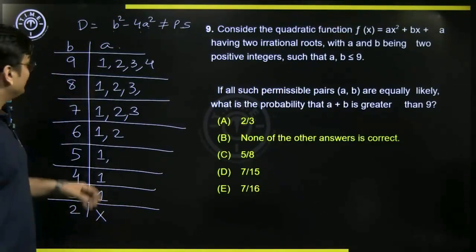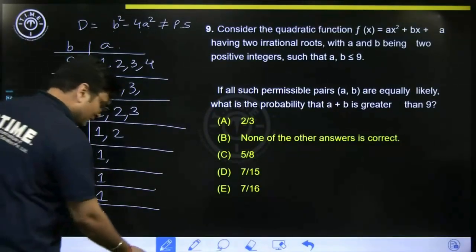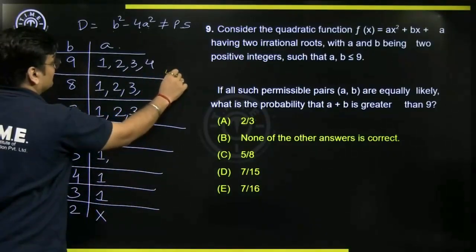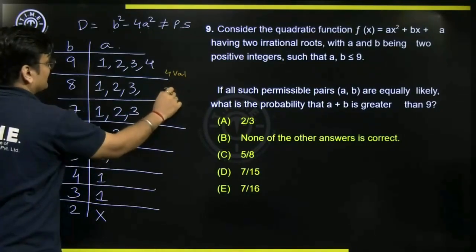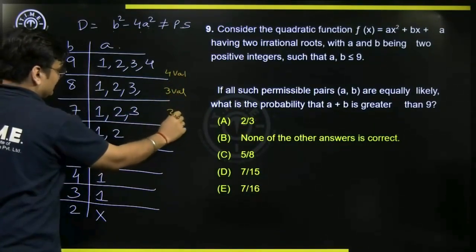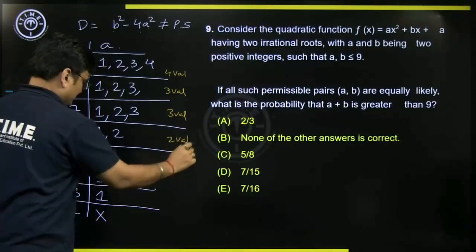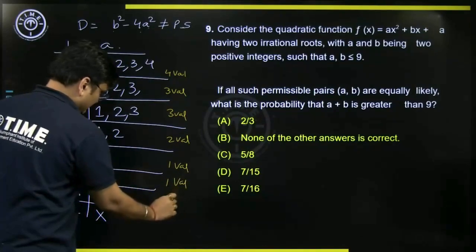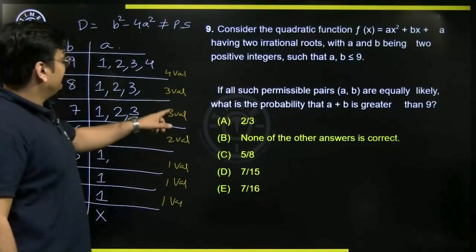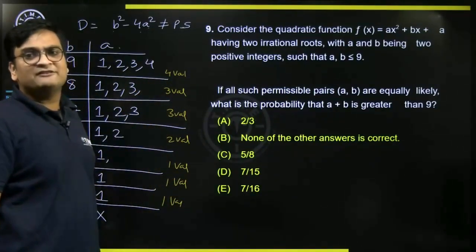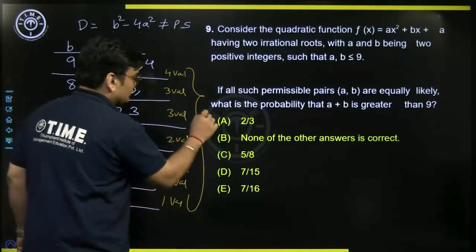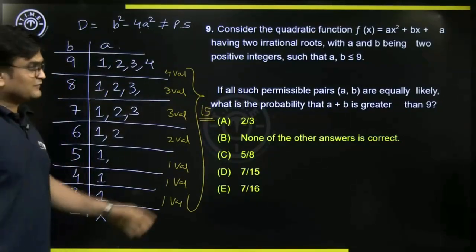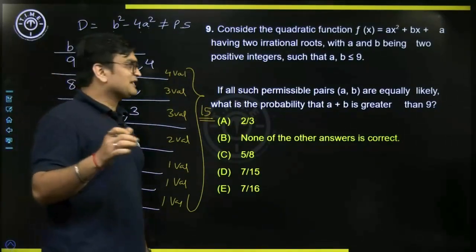So, overall how many values can a and b take if you just count them? Total values are 4 here, 3 values here, 3 here, 2 here, 1, 1, 1. Add them all, 5, 8, 11 and 15 values. So 15 values are possible for a comma b. Now out of those 15 values which are all equally likely, what is the probability that a plus b is greater than 9?